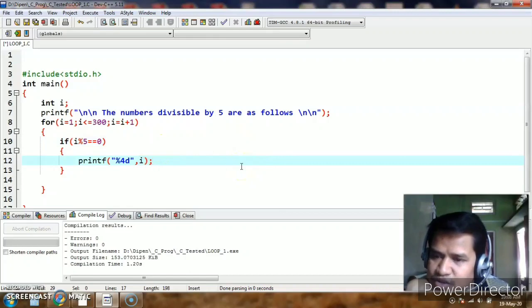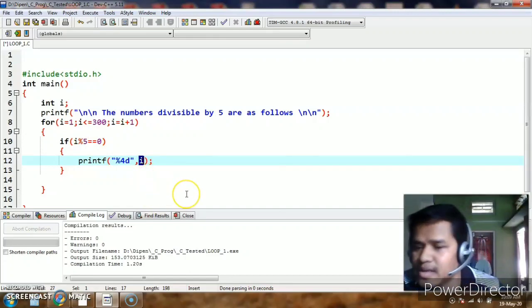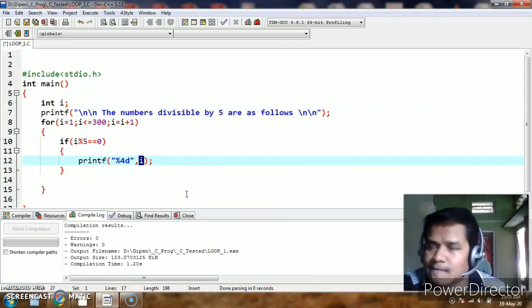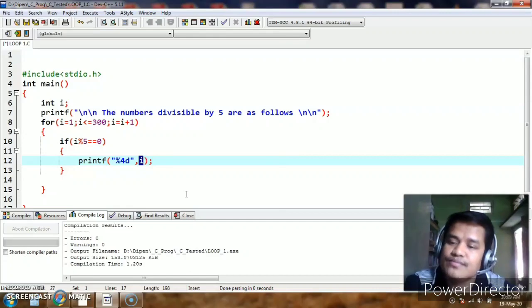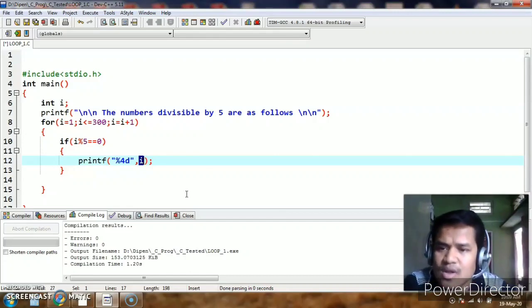So 1, 2, 3, 4. These 4 numbers will fail this test. 5 will pass the test, so 5 will come on the monitor. 6, 7, 8, 9 will again fail. Then what will come? 10 will pass. So 5 comes as output, 10 comes as output, then 15, like this.